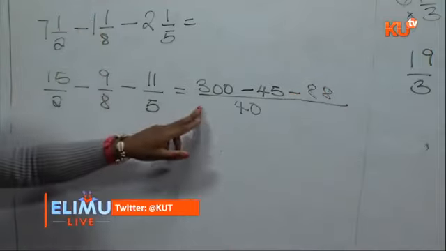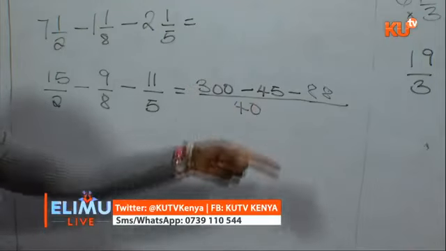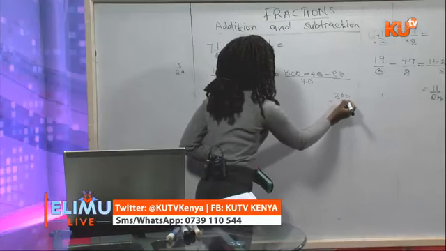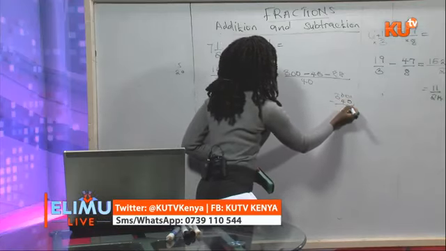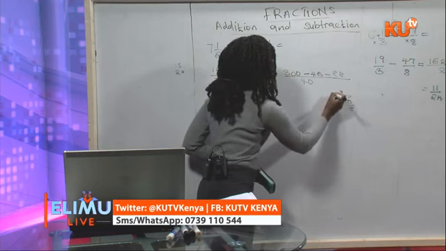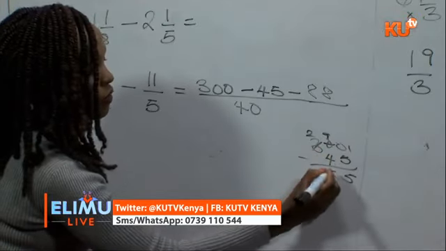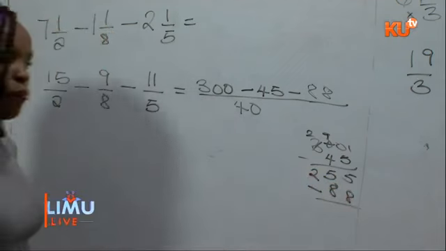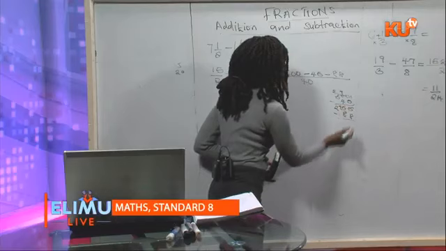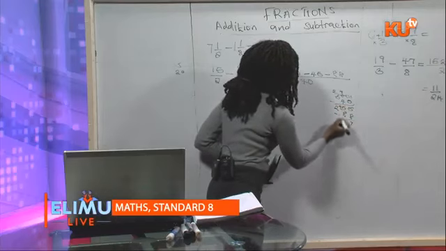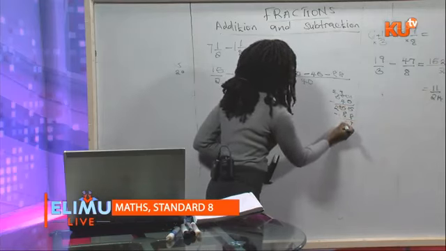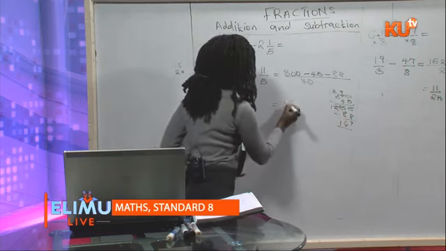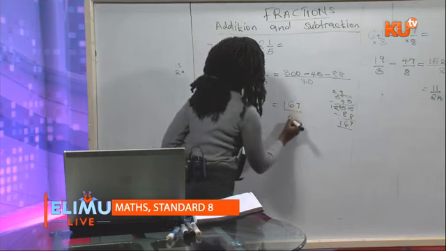So here I have 300, take away 45, then take away 88. So you take 300, less 45. 10 minus 5 is 5. 9 take away 4 is 5, then again we take away 88. 14 take away 8 is 6. 15 take away 8 is 7. Then this is 1. We get 167 over 40.